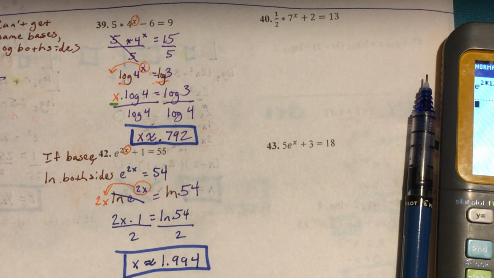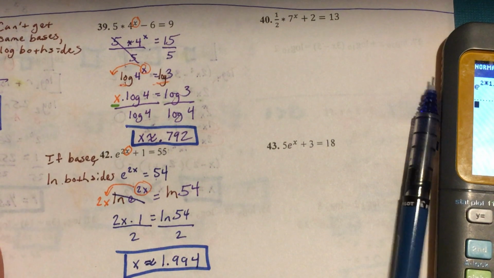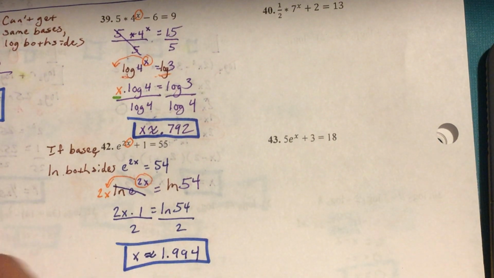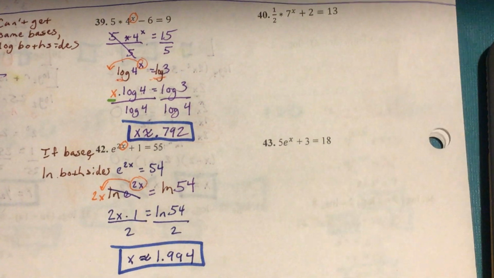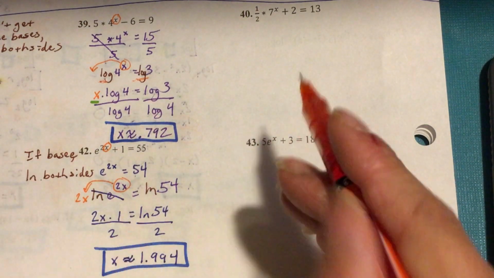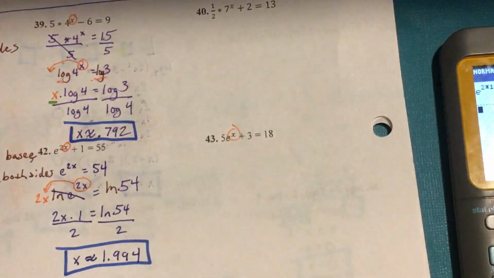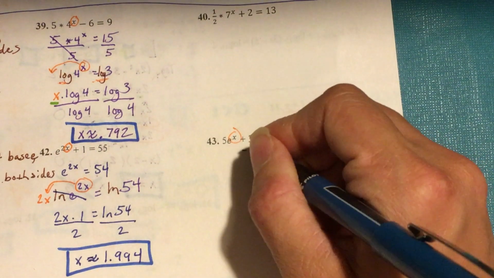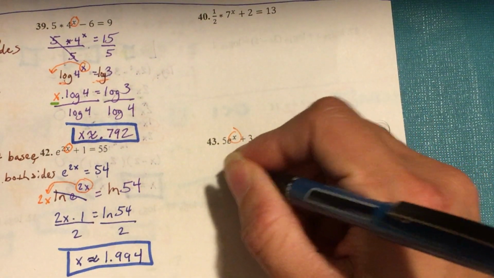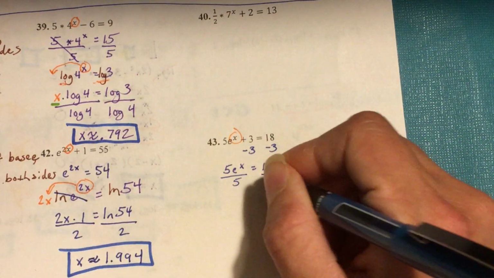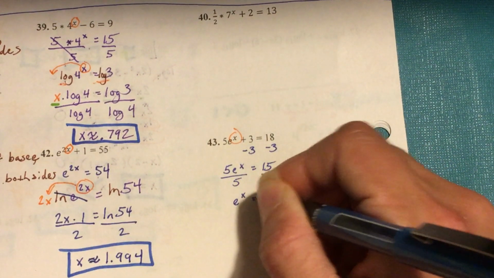Alrighty, folks, so on your own, I would like you to try 43. So go ahead and pause the video and try that one on your own, and then we will go through it together. So we identify this as an exponential because our variable is up in the exponent. So our first step is going to be isolating the bases. So subtract 3. So 5e to the x equals 15. Divide by 5. So e to the x equals 3.